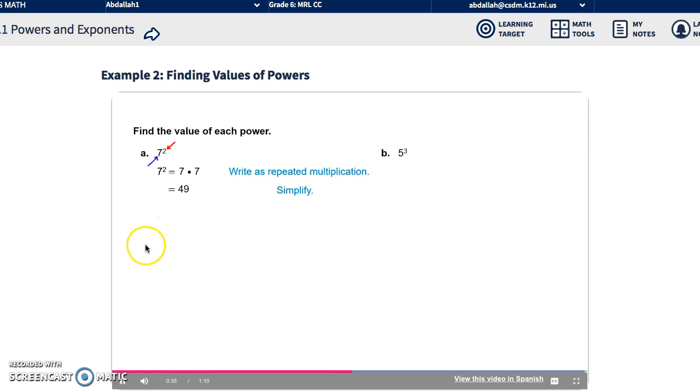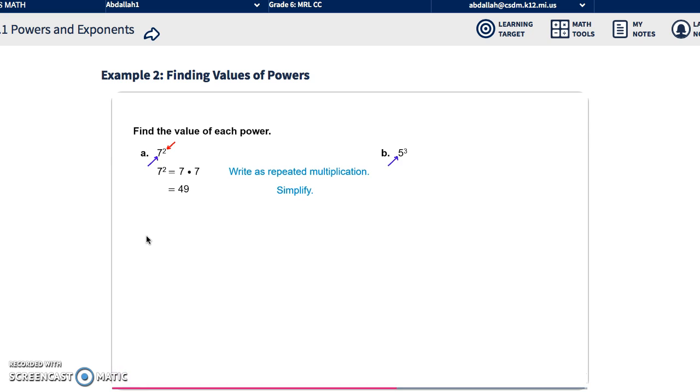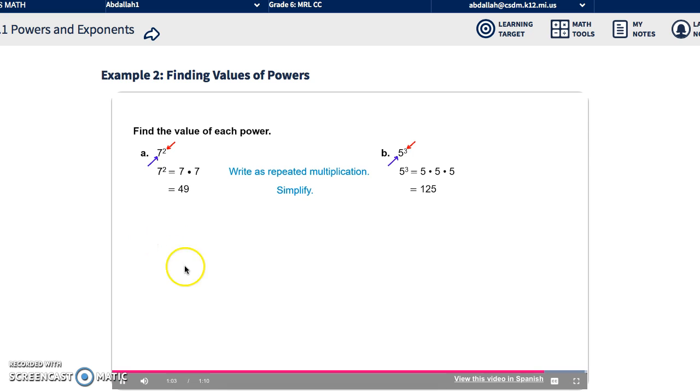Part B, 5 to the third. The power is 5 to the third. The base is 5, which is the repeated factor. The exponent is 3, so you will use 5 as a factor 3 times. Write 5 to the third as repeated multiplication, 5 times 5 times 5. Simplify, and 5 times 5 times 5 is equal to 125. So 5 to the third is equal to 125.